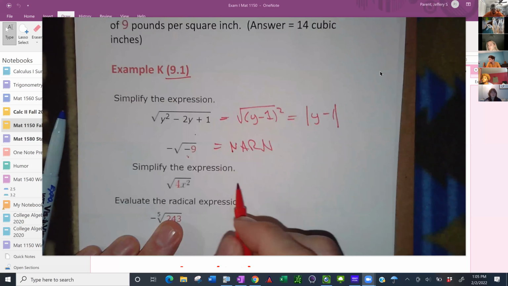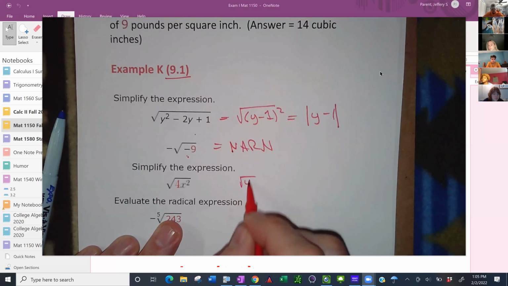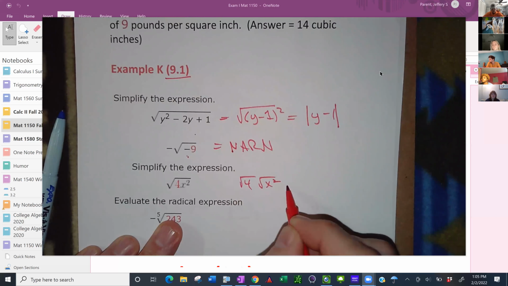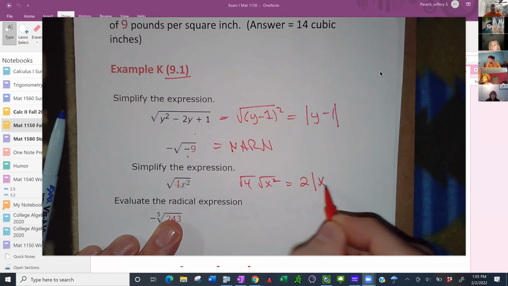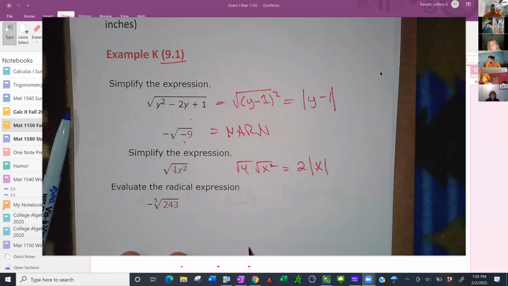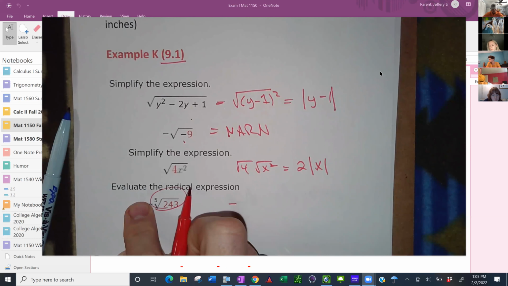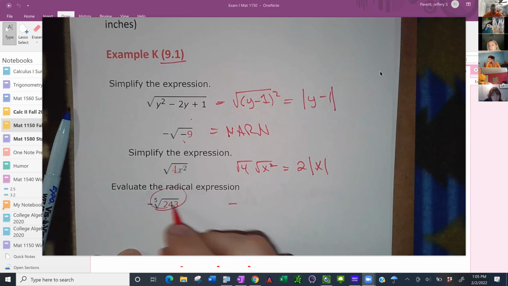This one simplifies as the square root of 4 times the square root of x squared, which is 2 absolute value of x. You should be able to calculate these on your calculator or in Desmos. That's going to be negative, which is on the outside of 5th root of that, which is 3.